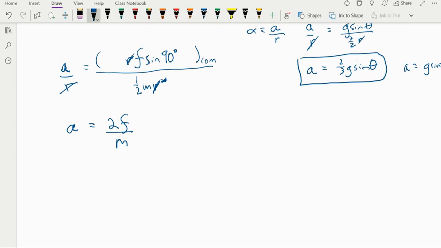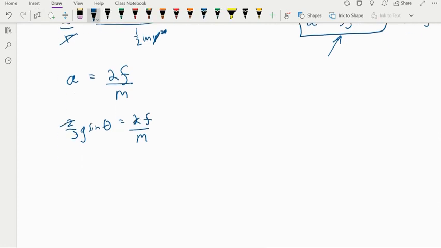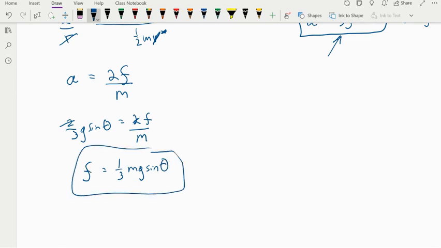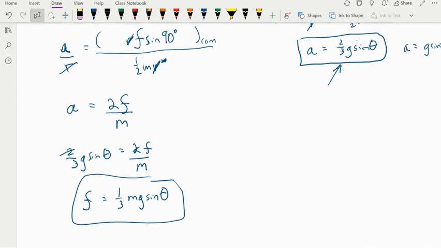And to get a final answer now, I'm going to substitute in what we got over here for the acceleration. So 2/3 g sine theta is equal to 2 friction divided by mass. Looks like the 2's are going to cancel out there. And so if I now just solve this for friction, friction is equal to 1/3 mg sine theta. So friction is some fraction of g sine theta. And actually, that's an interesting result as well.